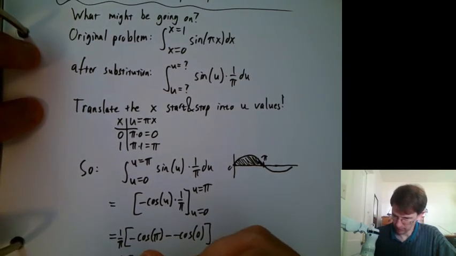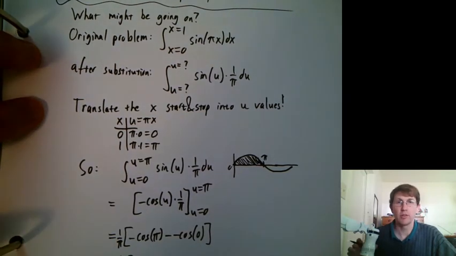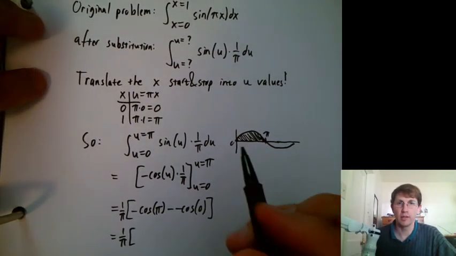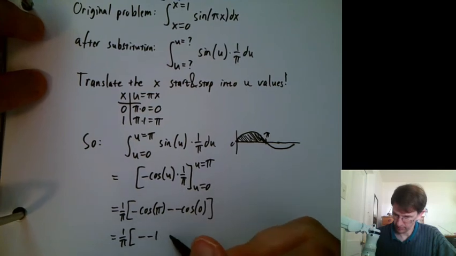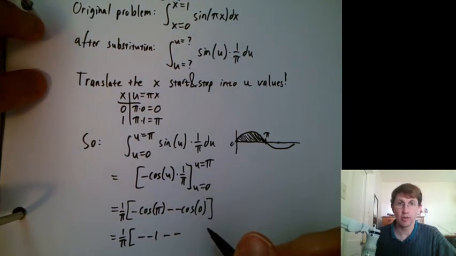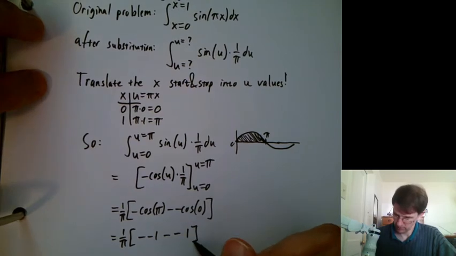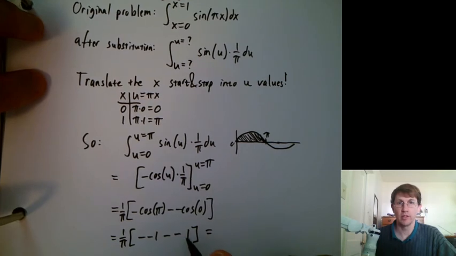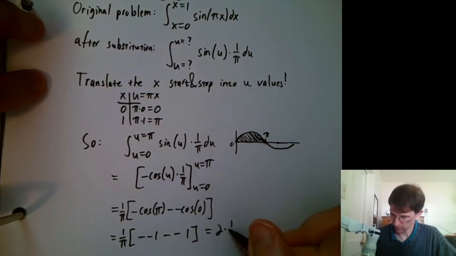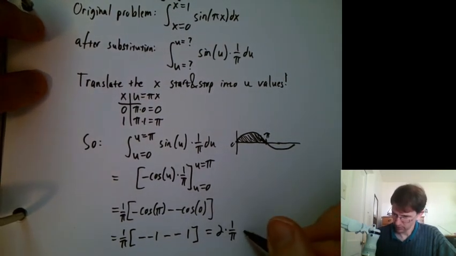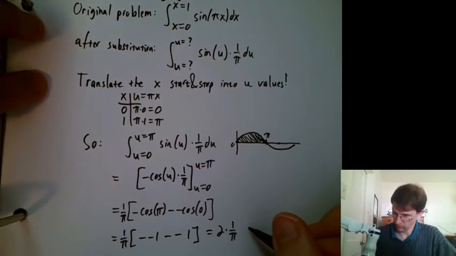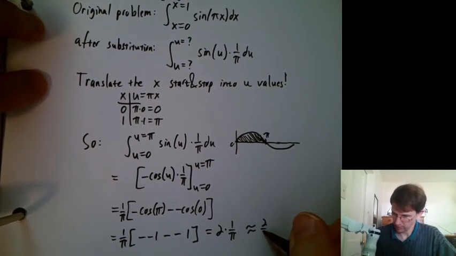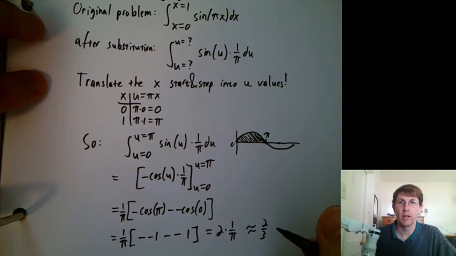times 1 over pi. What's cosine of pi? It's negative 1, so I get negative 1 minus negative, and what's cosine of 0? It's 1. So altogether I get positive 1 plus 1, so I get 2 times 1 over pi, which is roughly 2/3, pi being roughly 3, right?